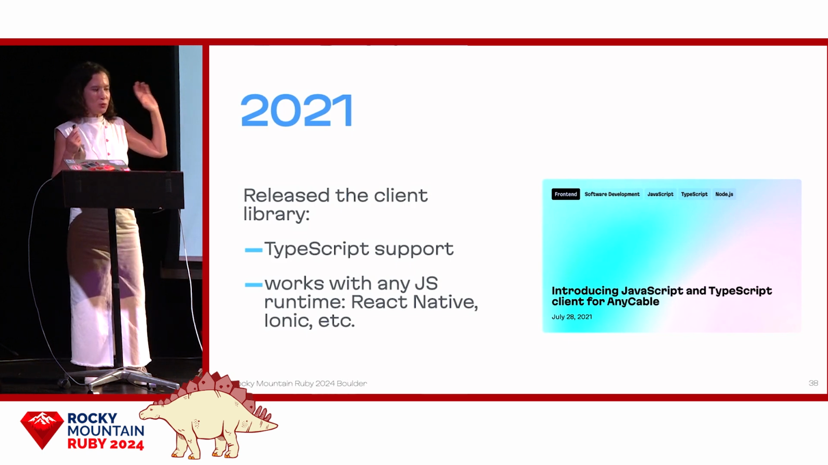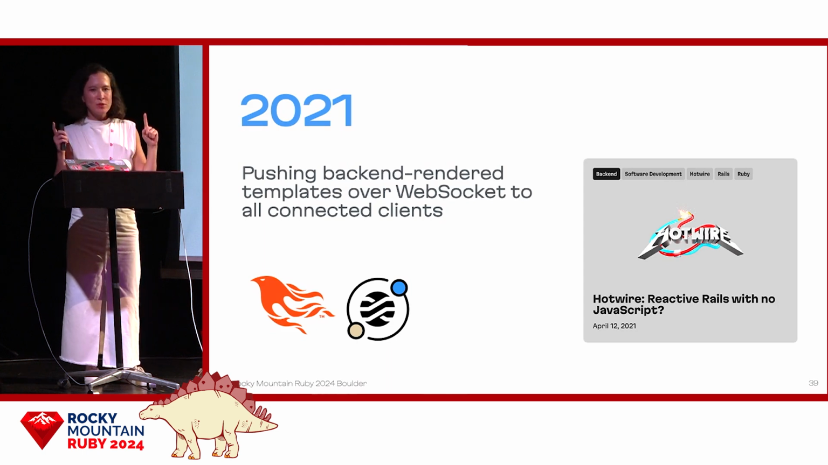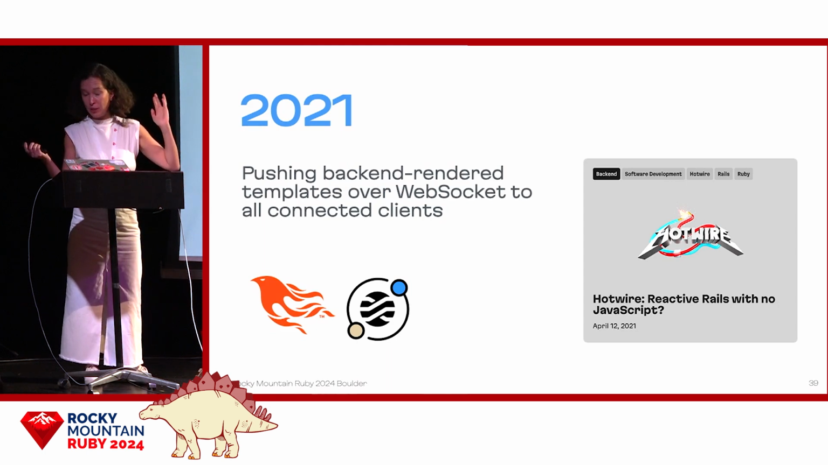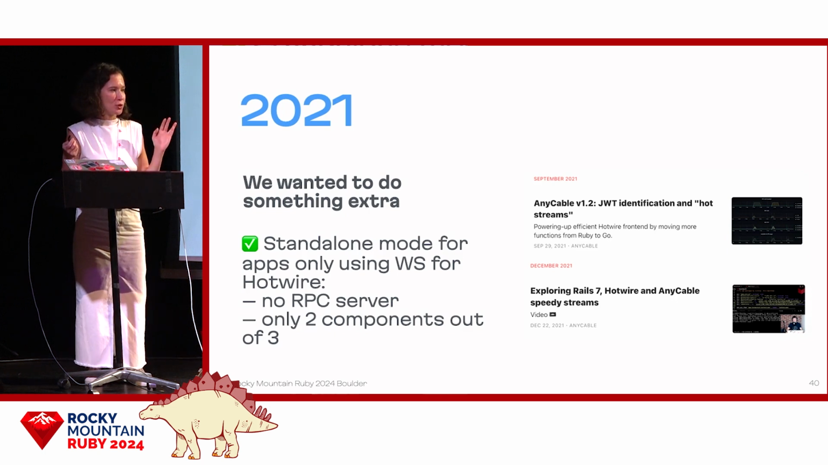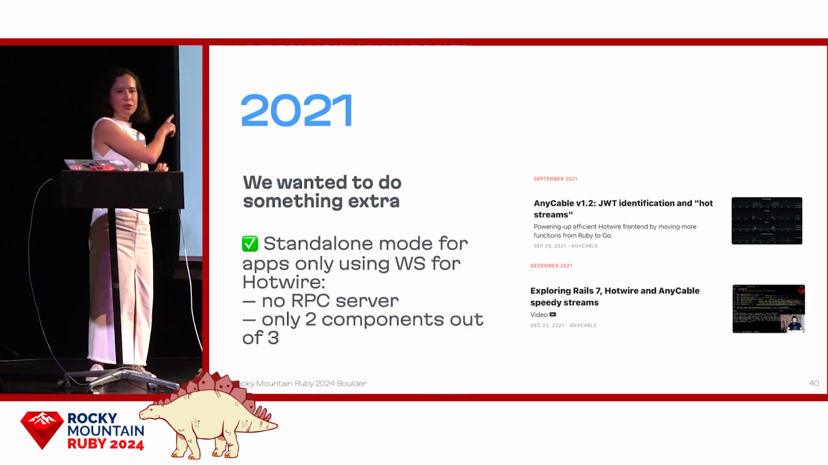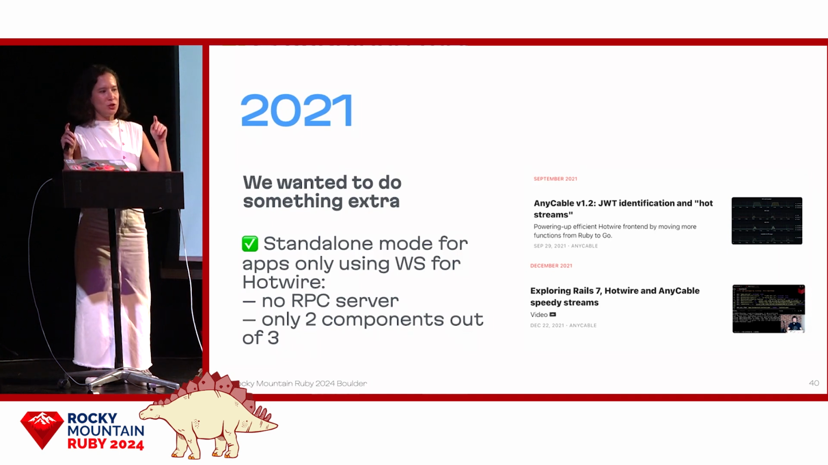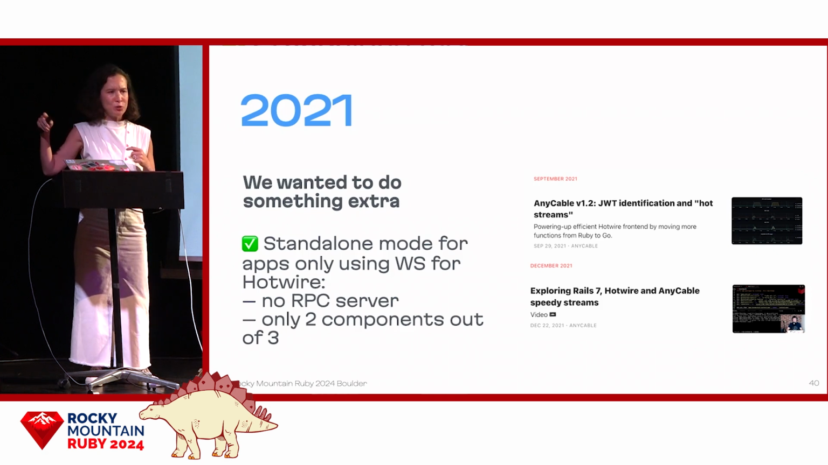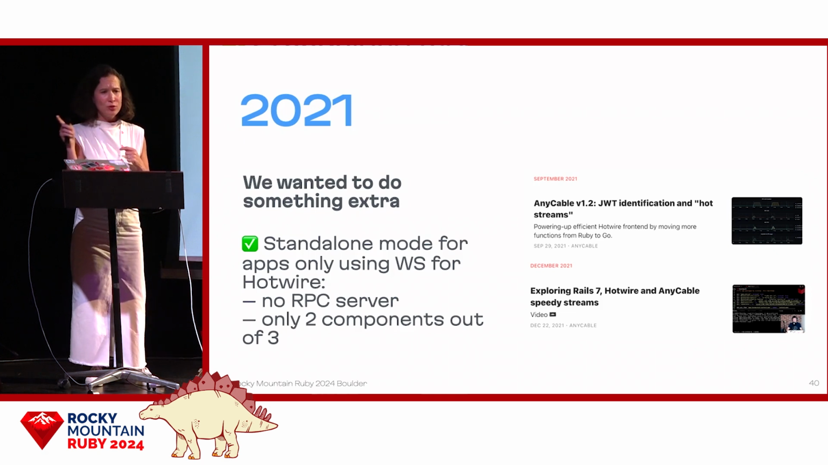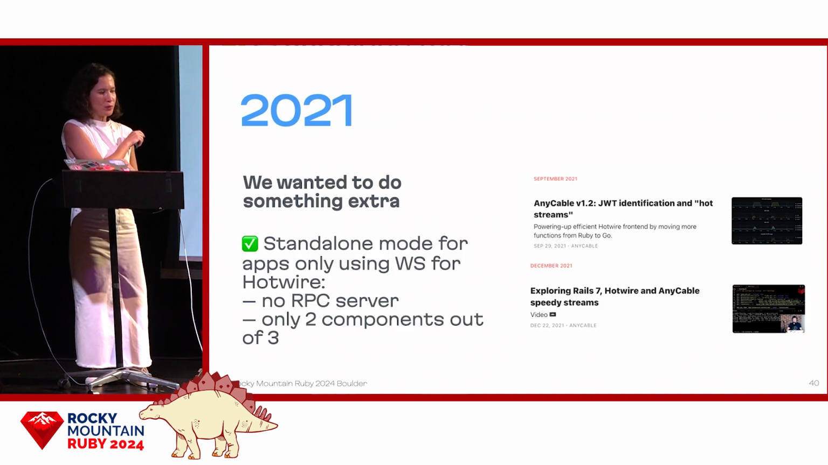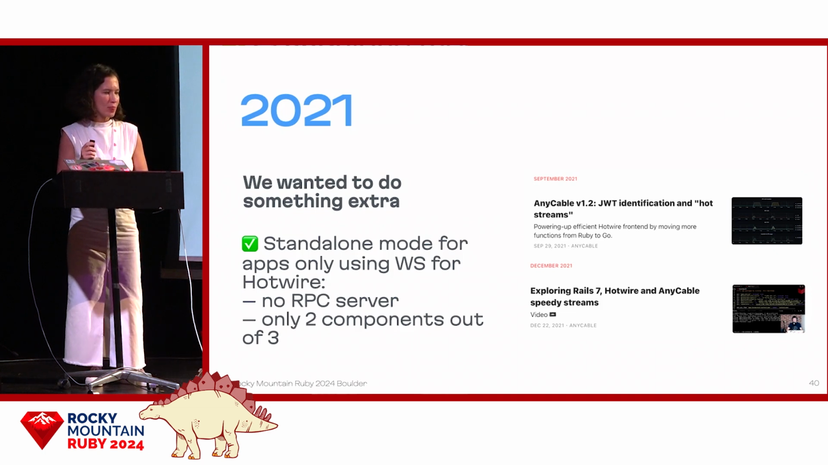So we released the Pro version, then we released the client library, and we built something for Hotwire, because Hotwire was out. And we wanted something extra for Hotwire, and we realized if people only use Hotwire, there's no need for RPC. We can just use JWT tokens for auth and basically simplify the architecture a lot. And this is what we did for Hotwire. So just two components are left. Spoiler, it's now available for non-Hotwire cases as well.